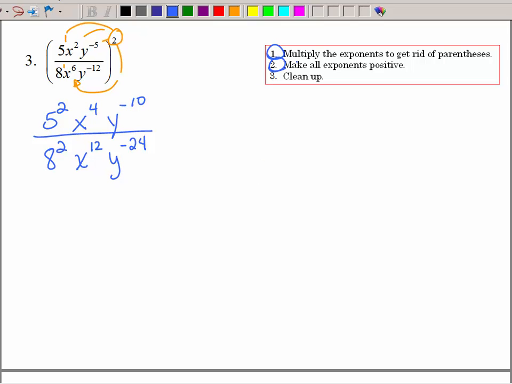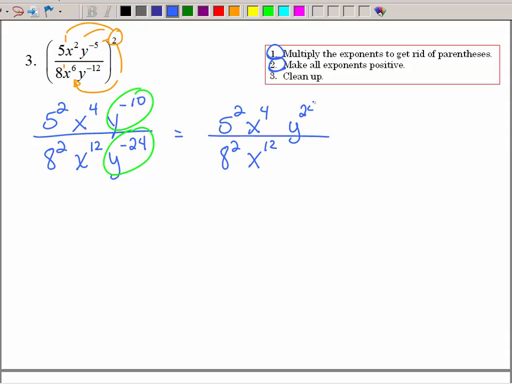Now I'm going to make all my exponents positive. Well, the good news is that those are the only ones that are negative. That's the only things that need to move. So I'm going to have 5 squared x to the 4th, 8 squared x to the 12th. The y to the 24th comes on top. The y to the 10th comes on bottom. Now I can clean it up.